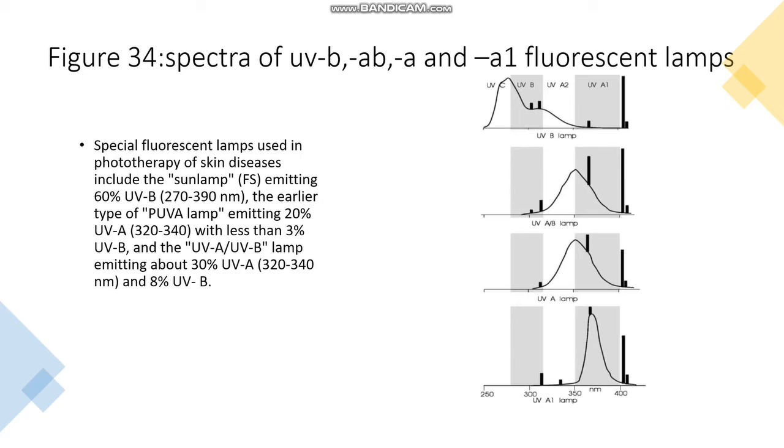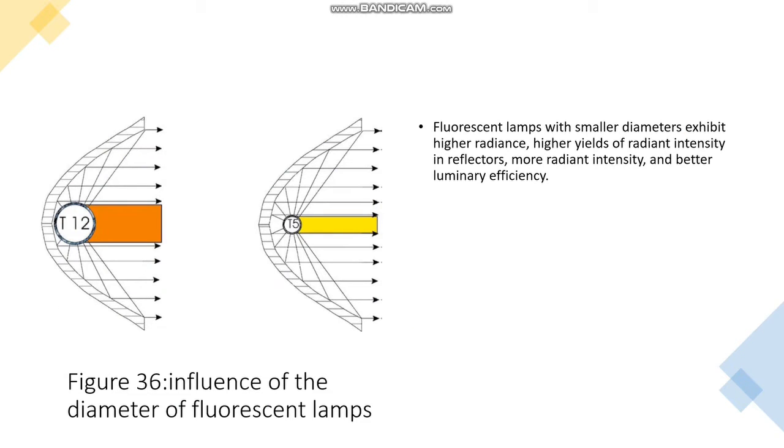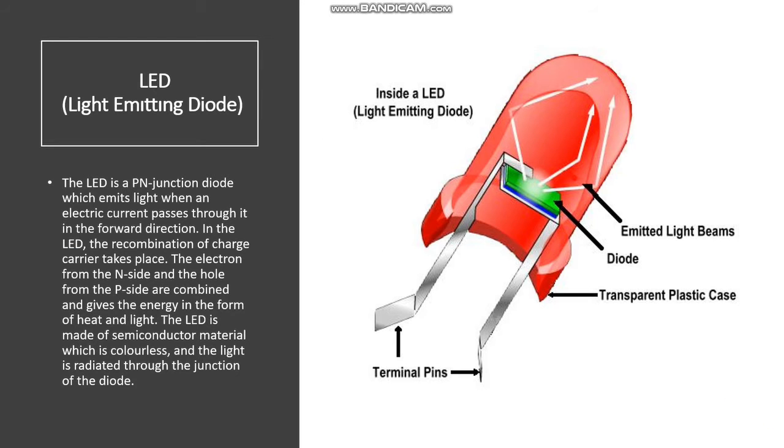and 8% UVB. Besides the typical characteristics of commercial fluorescent lamps, where lambda max is the maximum emission wavelength of the phosphor and delta lambda is the full band at half maximum intensity. Fluorescent lamps with smaller diameter exhibit higher radiation, higher yields of radiant intensity in reflectors, more radiant intensity and better luminary efficiency. Light emitting diode.